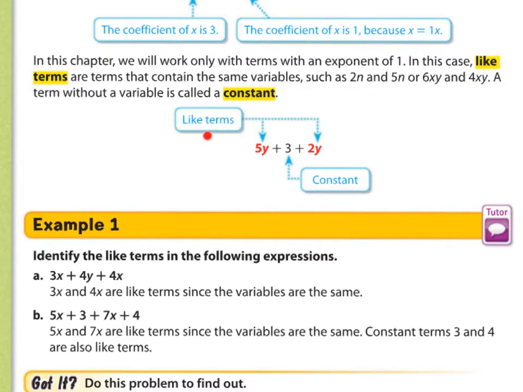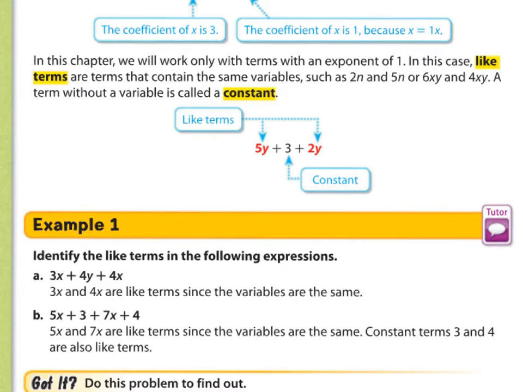A term without a variable is called a constant. So you can see here that because it doesn't have a variable, this number will be 3 no matter what. The coefficient here will change once we identify what the value of y is. So that's why this is a coefficient and a variable. This is an undefined term. But this one's defined. It's 3 no matter what, and that's why it's a constant.